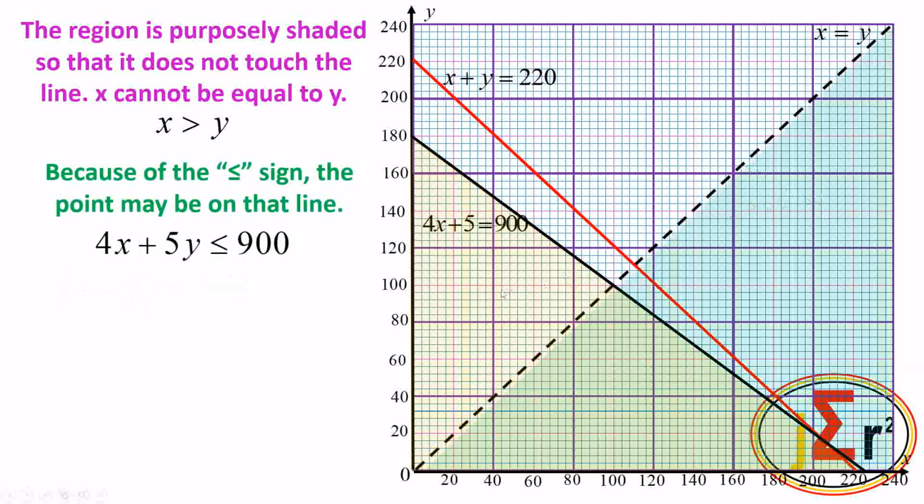Also, for the other one, because of the less than or equal to sign, this tells us that because it can be equal to, the shaded region should actually be in contact with that boundary line. We have 4x plus 5y is less than or equal to 900 because of the or equal to attached to the inequality. Then points on the boundary line can be a part of the solution of this problem.